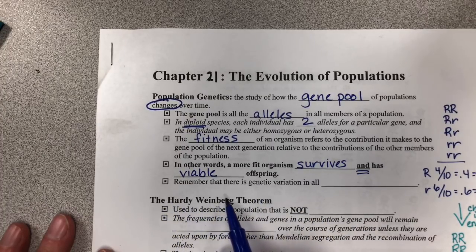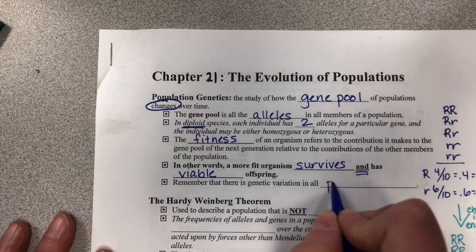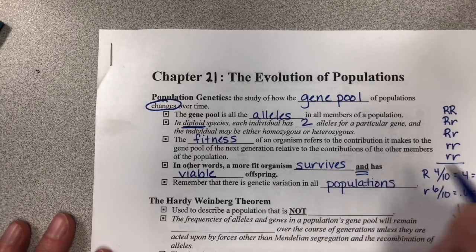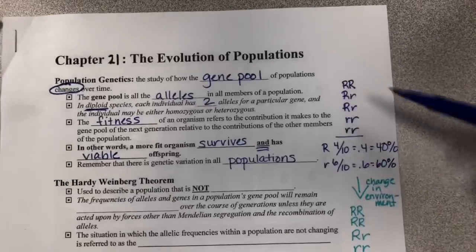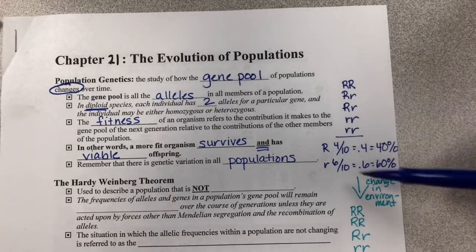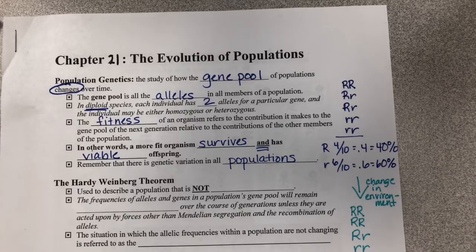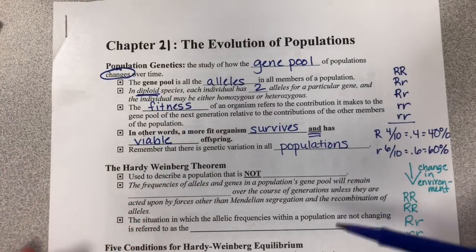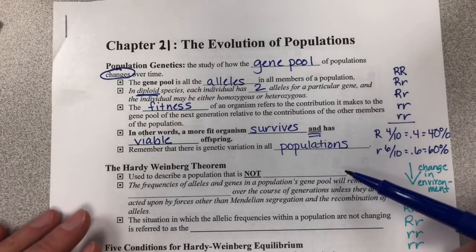So remember that there is genetic variation in all populations. Therefore, that helps with survival, because if the environment changes, hopefully there are some individuals that have a trait that allows those organisms and that population to keep on going and keep on reproducing.